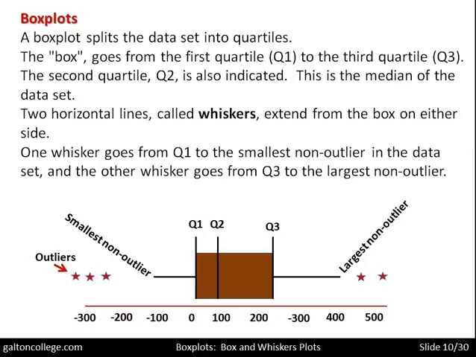So we have an idea now of what we mean by a box plot. We are taking the data into this box, and we're saying we're looking here at the data from Q1 to Q3. And we're excluding the very large items, we're excluding the very small items.